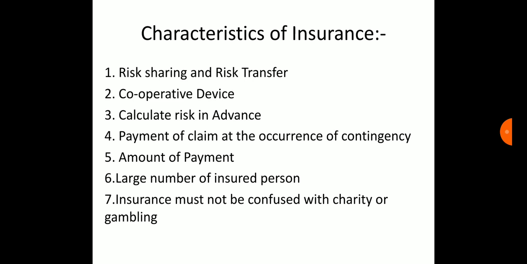The likelihood of an event is assigned a numerical value between 0 and 1. Those events that are impossible are assigned a value of 0, and those that are inevitable are assigned a value of 1. Higher values are assigned to those events estimated to have a greater likelihood or probability of occurrence. Fourth, payment of claim at the occurrence of contingency. The payment is made on the happening of a certain insured contingency.